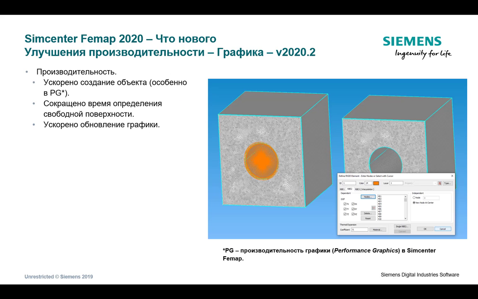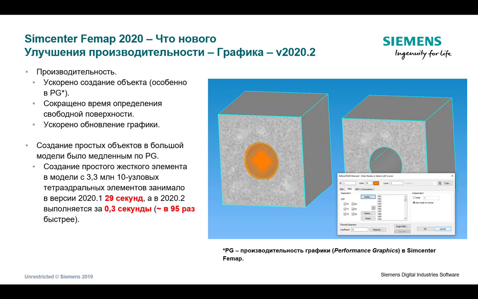So creating entities in an already existing model could be relatively slow in previous versions of Femap. So what we did to improve this, especially when you're using performance graphics or PG on this slide, is we minimize free face evaluation and we actually minimize full graphics regenerations. So we only do partial regenerations of the graphics. Essentially, we're just trying to only regenerate the portions of the graphics that need to be regenerated to show that a new entity has been created.